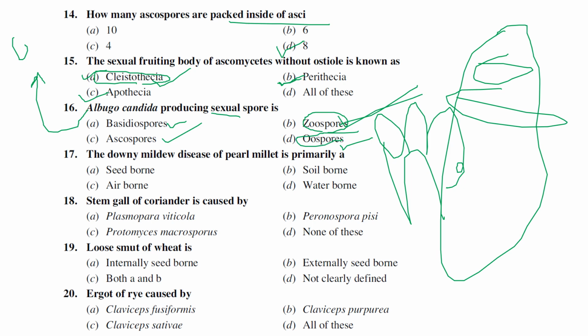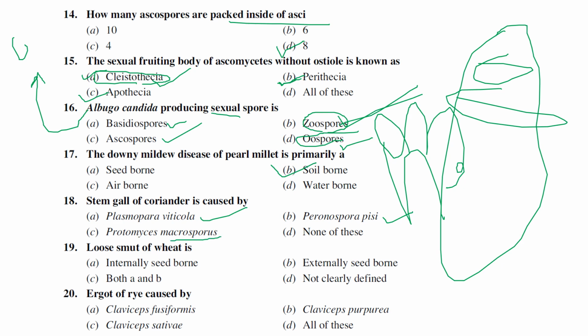Next one, downy mildew disease of pearl millet is primarily seed-borne, soil-borne, airborne, waterborne. Downy mildew of pearl millet is generally a soil-borne pathogen primarily. Second one is stem gall of coriander is caused by, but it's very important when it comes to coriander. Plasmopara viticola generally causes downy mildew. Peronospora pisi, maybe downy mildew in peas, not sure.